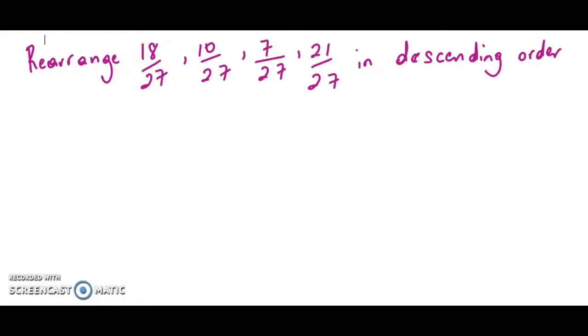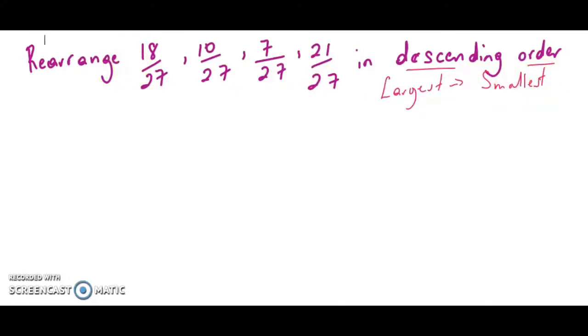We are going to be looking at our first example, and here it is asking us to rearrange 18 over 27, 10 over 27, 7 over 27, and 21 over 27 in descending order. So for descending order, we know that we're going to rearrange from the largest to the smallest.